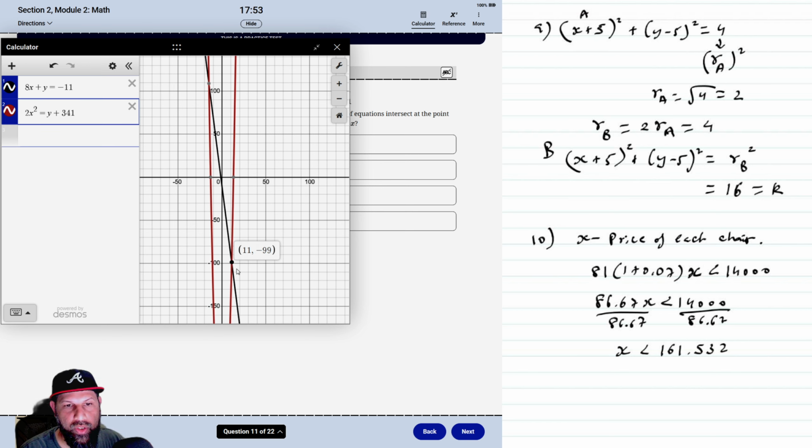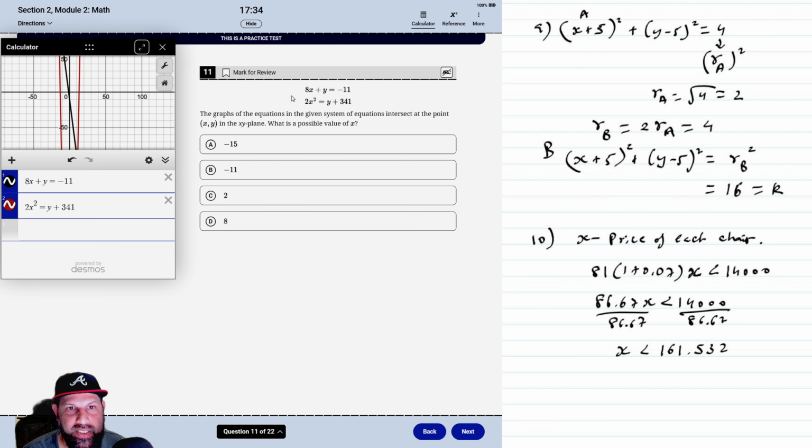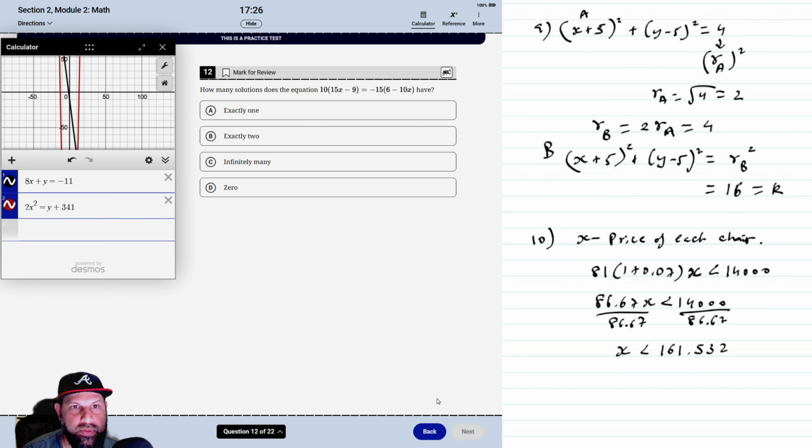So the 2 points at which these two graphs intersect are 11, negative 99 and negative 15, 109. And we're asked the x value. So the x value is going to be negative 15 or 11. So let's see whether we're given one of these two values. We're given negative 15. So that's going to be our answer A.